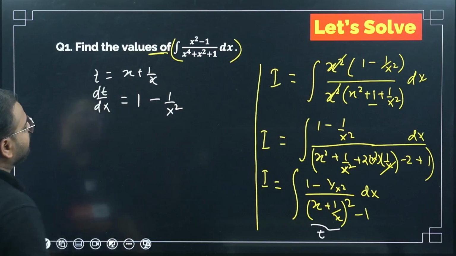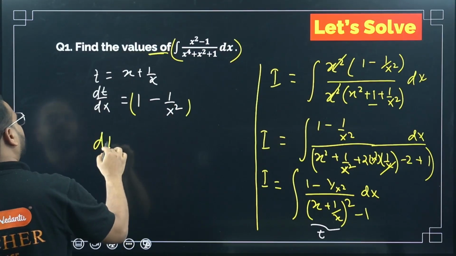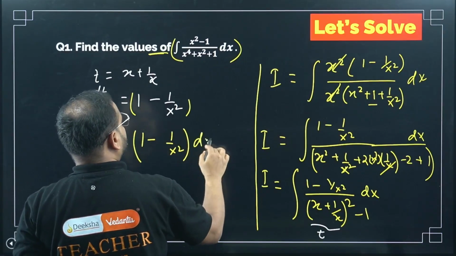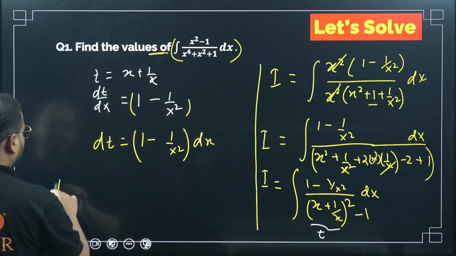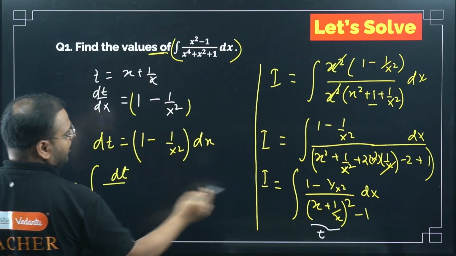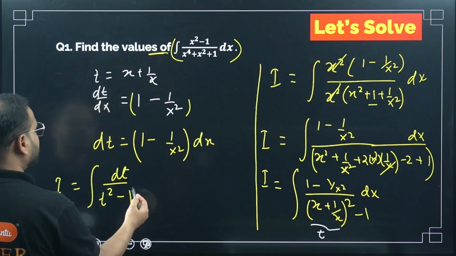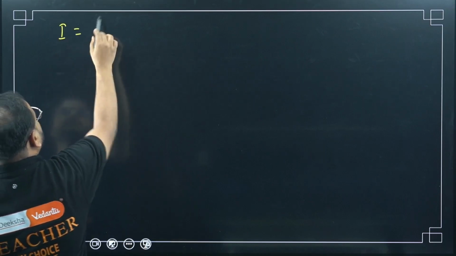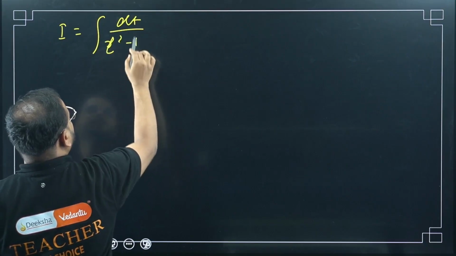Now we will use this in the given expression. If you see here, this is present, right? So I can write dt as 1 minus 1 upon x square times what? dx. So my numerator will become simply what? dt. So I can write my integral I as the integral of dt upon, this is what? t square minus 1. Okay, t square minus 1. I can write it as t square minus 1 square. Have a look. So integration I is given by dt upon t square minus 1 square.